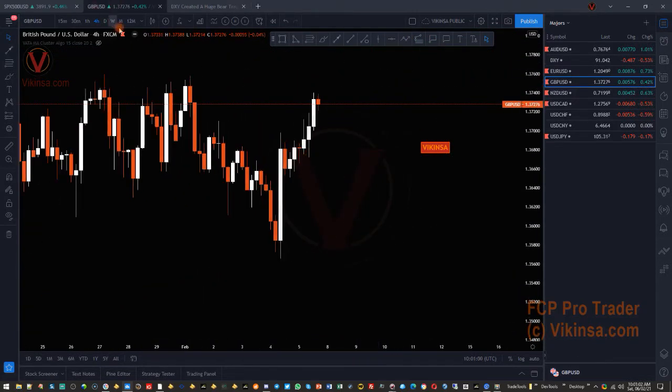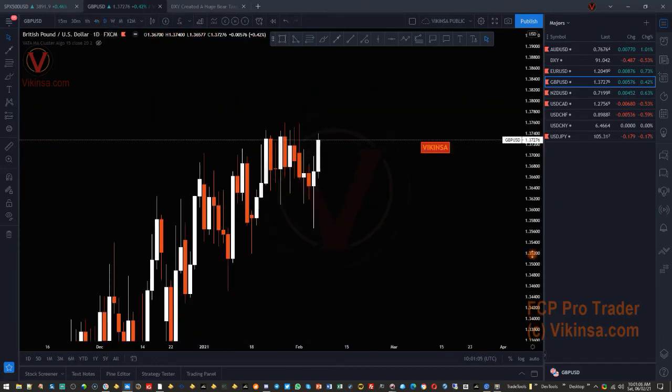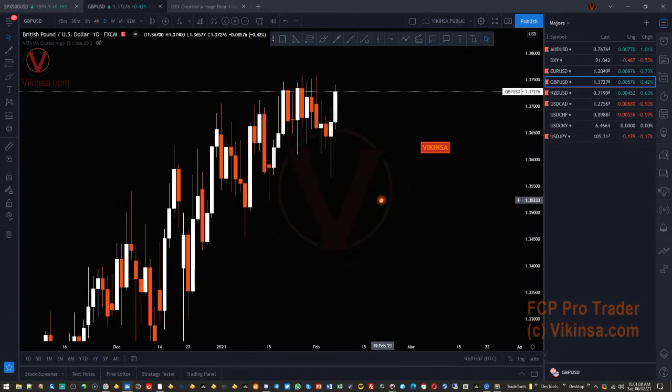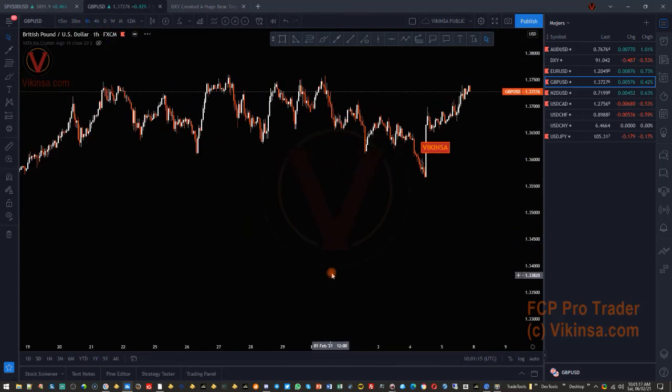So in terms of the daily time frame, there is not much. If you are trying to trade GBPUSD on the daily time frame, it can actually burn you because there is a lot of up and down movement happening. So you should ideally be trading on the 4-hour or even lower time frames, like the 1-hour time frame.